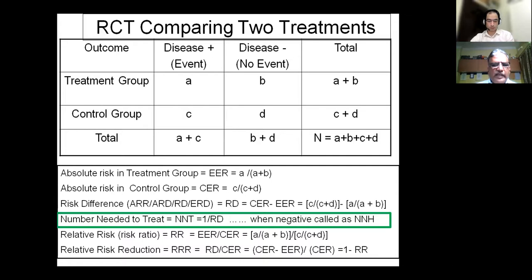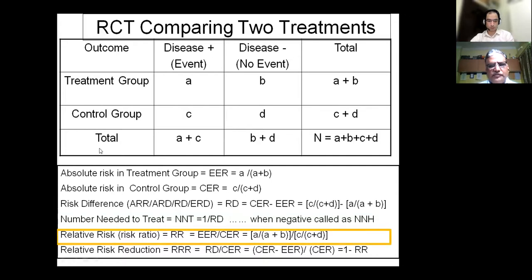Then there is the relative risk, also called risk ratio. It is the ratio of two things, experimental event rate and control event rate, so basically this quantity divided by this quantity. And then relative risk reduction is basically how much reduction is happening from the control group, so 1 minus RR is your relative risk reduction. And then one needs to be very careful what exactly the paper is giving. Doesn't matter whether they are giving any of these things.